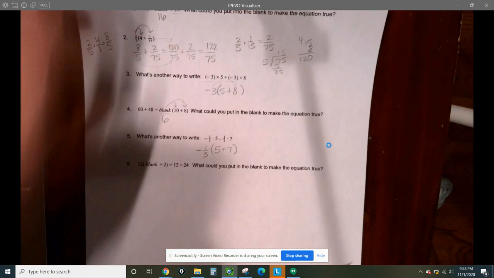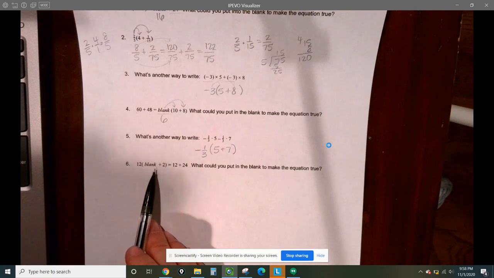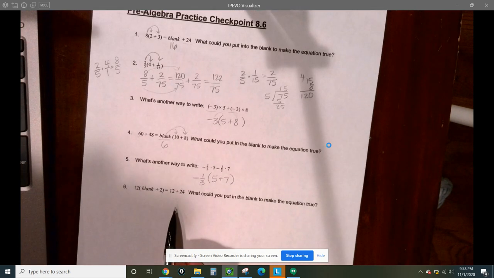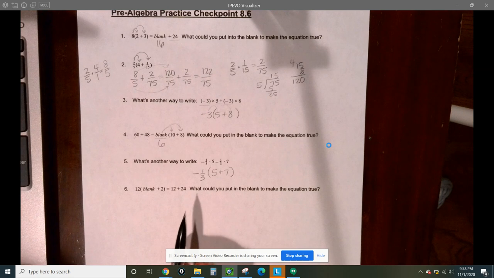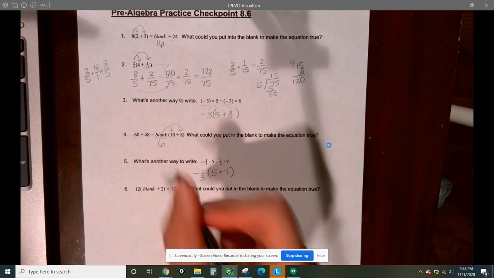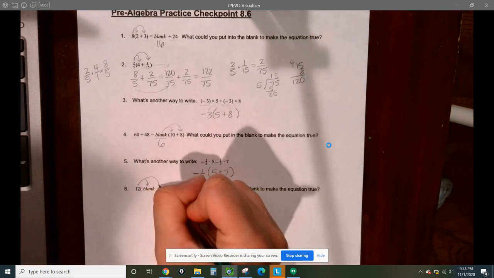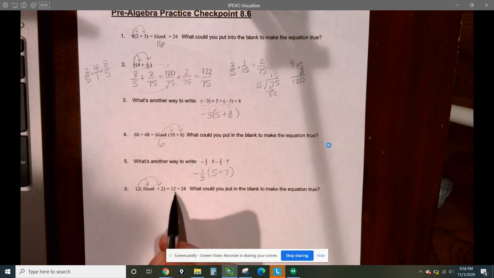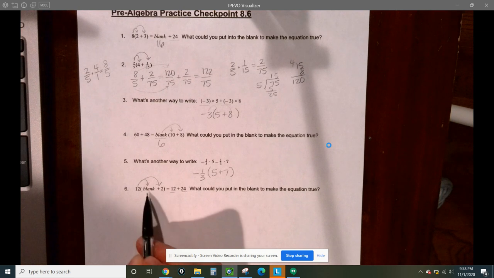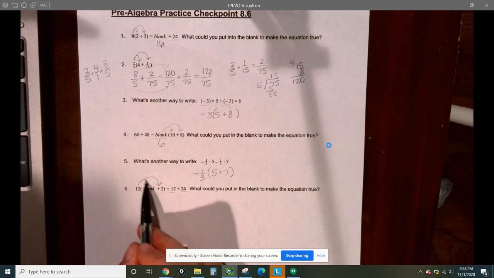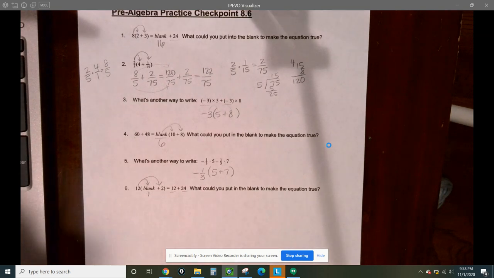Number 6, 12 times blank plus 2 equals 12 plus 24. So what could I put in the blank there? I know that I'm going to be doing the distributive property here. 12 times something is going to equal 12, and then 12 times 2 would equal 24. So what is the something? Well, this something would just be 1, because 12 times 1 would equal 12.